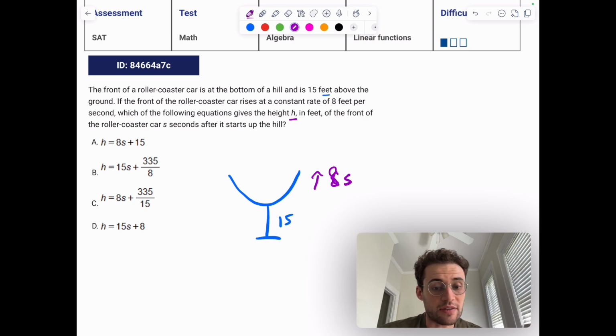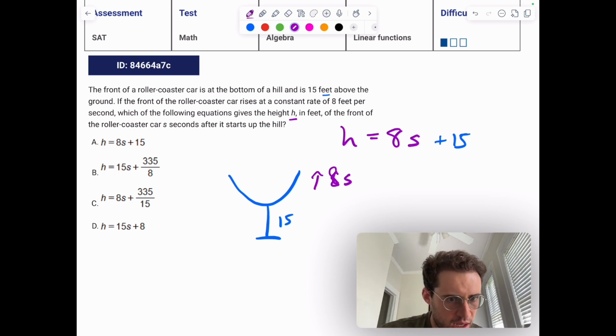All right, well, it starts at 15. So 15 is its initial amount. You can think of that as the y-intercept. And it's going up 8 feet every second. So that's 8 times the number of seconds. That will give you the height. So it should be something like that. We have h equals 8s plus 15. There we go. So it's just going to be A.